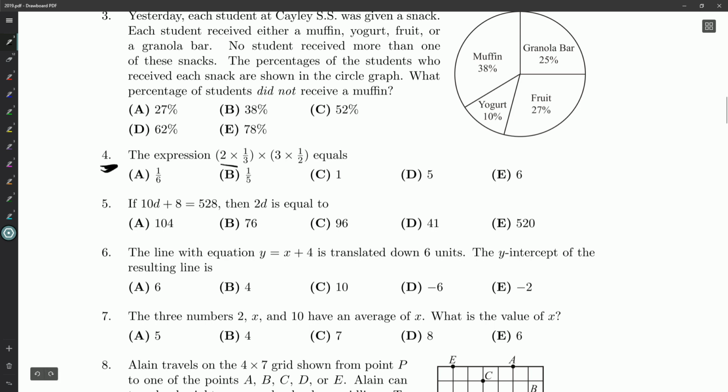The expression 2 times a third times 3 times a half equals. All right, now if you're very good at mental arithmetic, you can jump straight to the answer of 1. I'll explain how in just a moment. But of course, remember, calculators are allowed, so you could grab your calculator and work this out. But here's how I would think through the question.